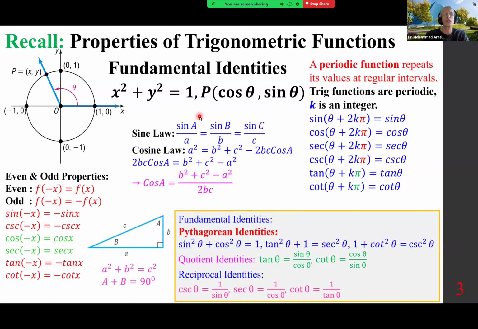Sine law indicates sine A over a equals sine B over b equals sine C over c. Cosine law says a squared equals b squared plus c squared minus 2bc cosine A. So if you move things around and solve for cosine A, you end up with cosine A being b squared plus c squared minus a squared over 2bc.